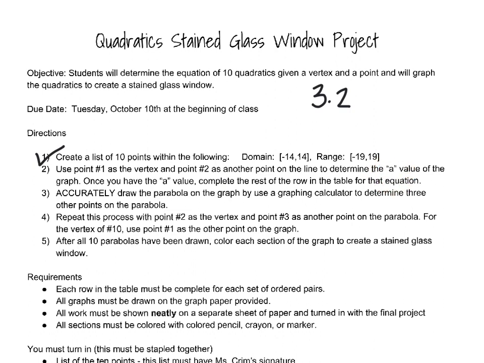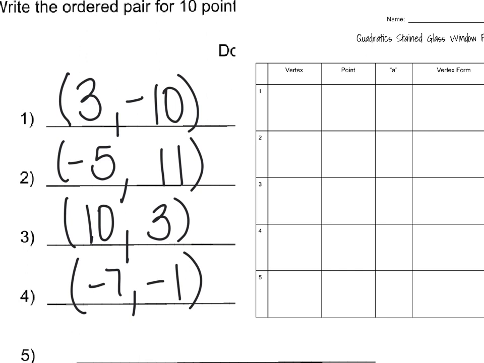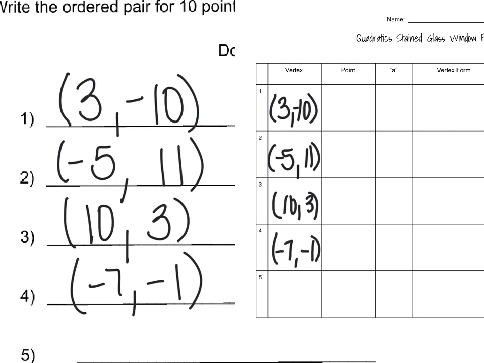So I'm going to look at the table, and I have a list of points here. You can see my points 1 through 4 that I created. The first thing I'm going to do is go to my table, and in boxes 1 through 4, I'm going to write these points. These points are going to be my vertex points. My first vertex point is 3, -10. My second vertex point is -5, 11. My third vertex point is 10, 3. And my fourth vertex point is -7, -1. So I currently have the vertex for 4 of my parabolas that I'm going to be graphing.